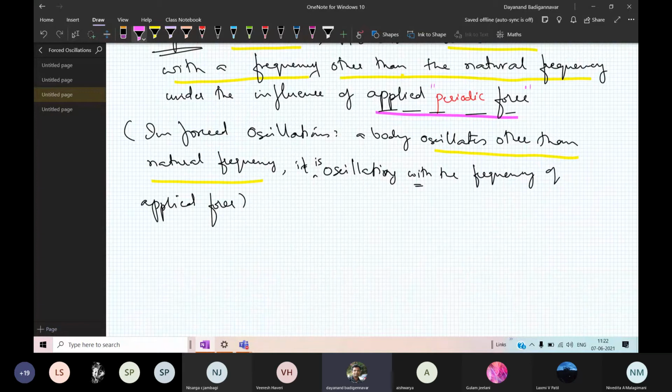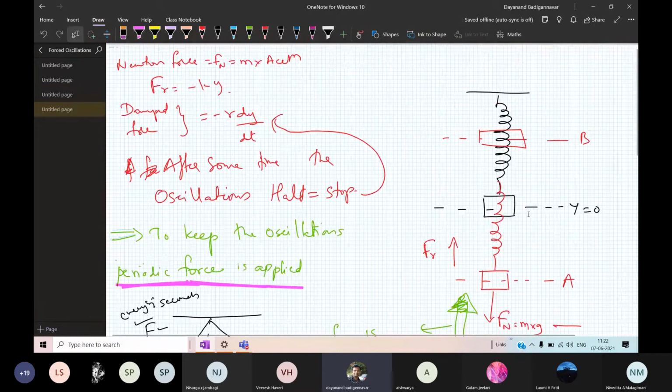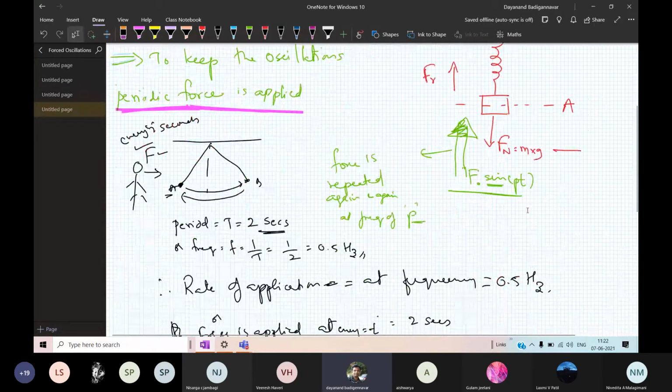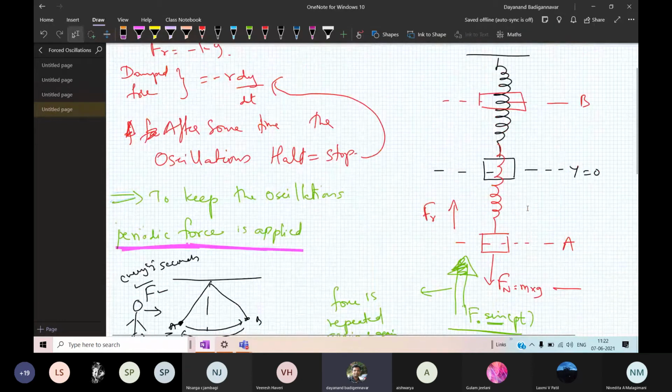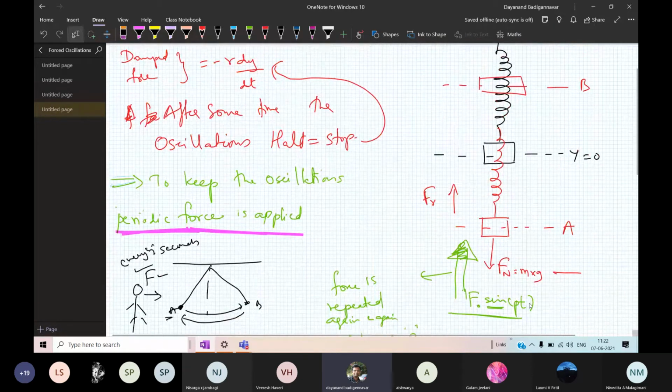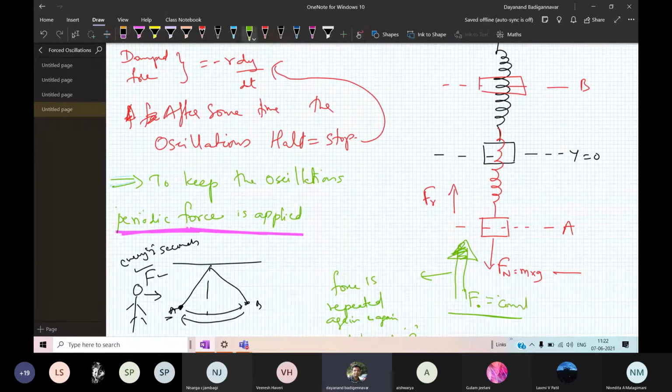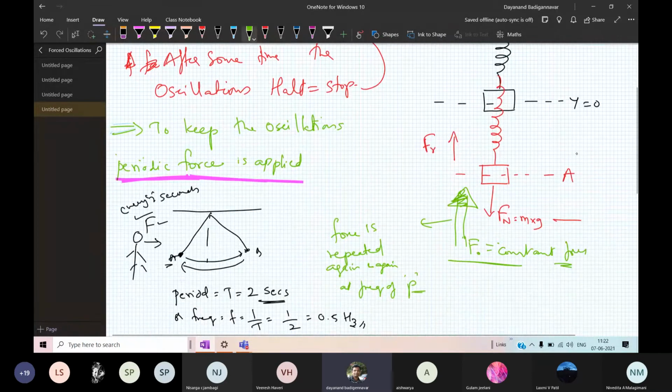So you have the spring mass system. If I had applied only this much force, this is a constant force. You are getting the point? But I want a force which is periodic. This is not periodic. It is only a constant force, applied once. But I want periodic.